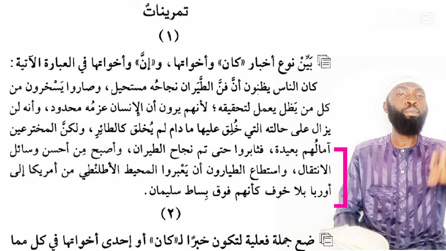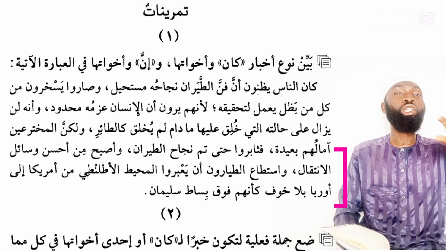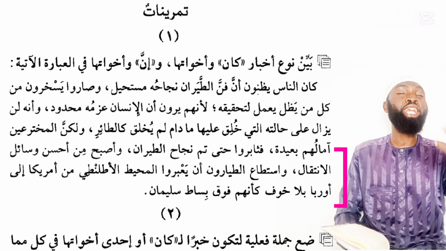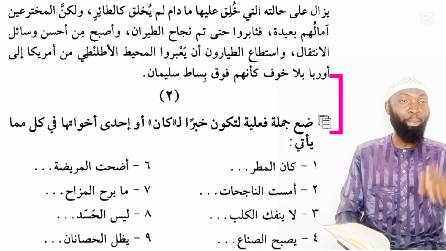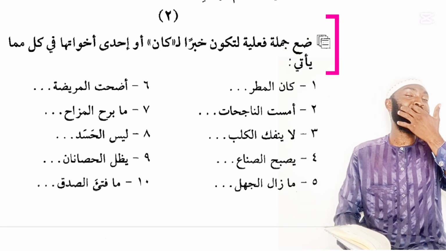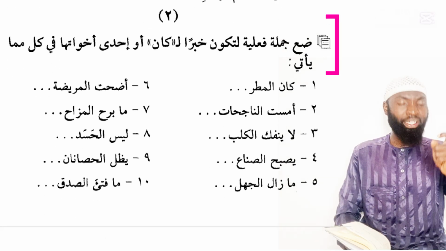So we have been able to point out all the akhbar, all the predicates which come as sentences or even the like of sentences in the expression we have read above. Now coming to Tamarin Thani, exercise number 2. We have da jumlatan fa'iliyatan.